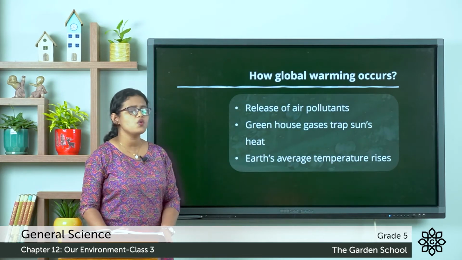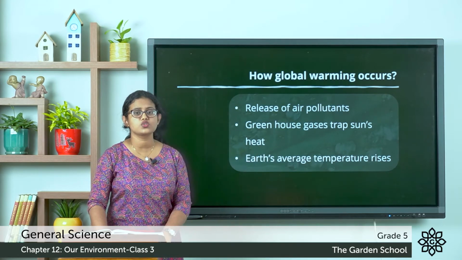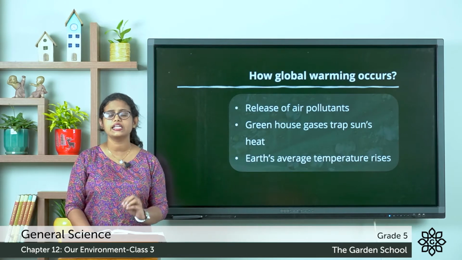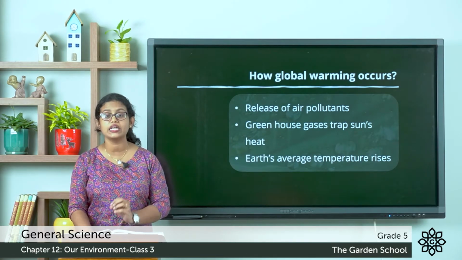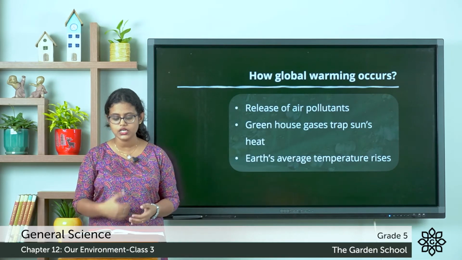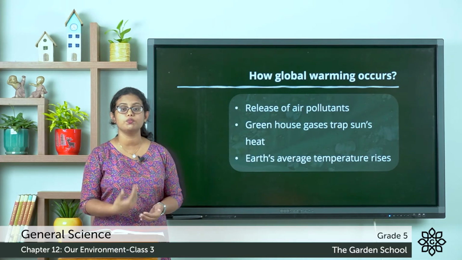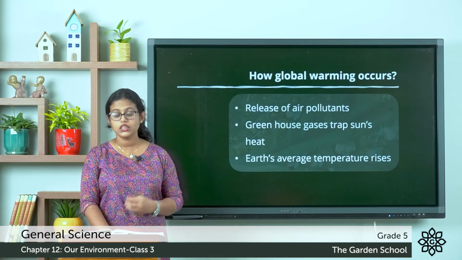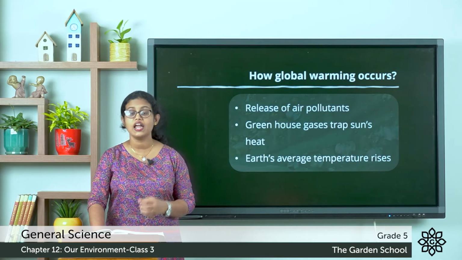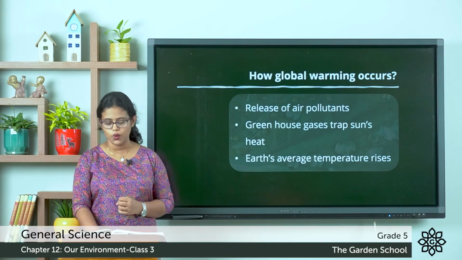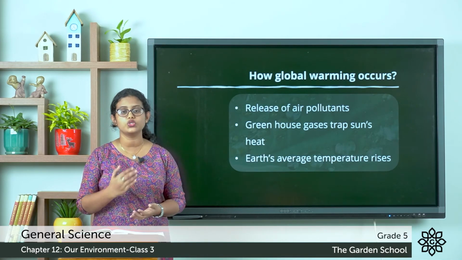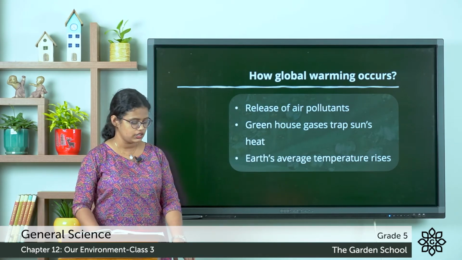The next is how global warming occurs. The first is the release of air pollutants, that is, carbon dioxide gas. It is the major component of greenhouse gases. An increase in carbon dioxide gas in the atmosphere results in more heat being returned to the earth. This will lead to a gradual rise in the earth's average temperature, and this is known as global warming. So we need to reduce carbon dioxide emission, which is very important.